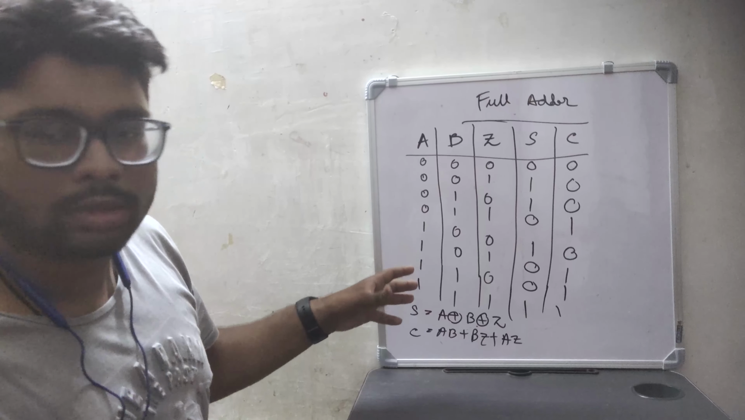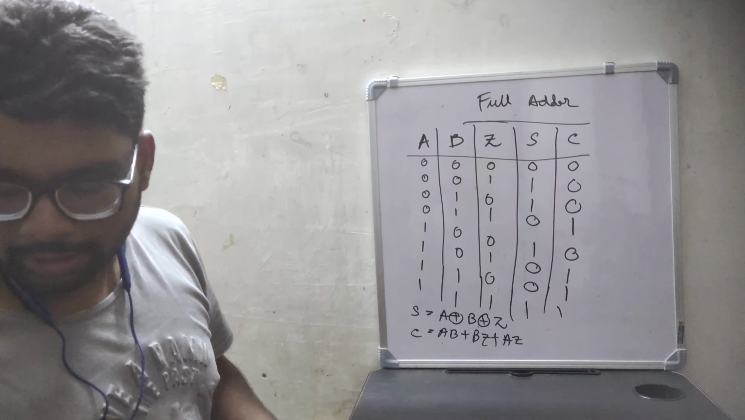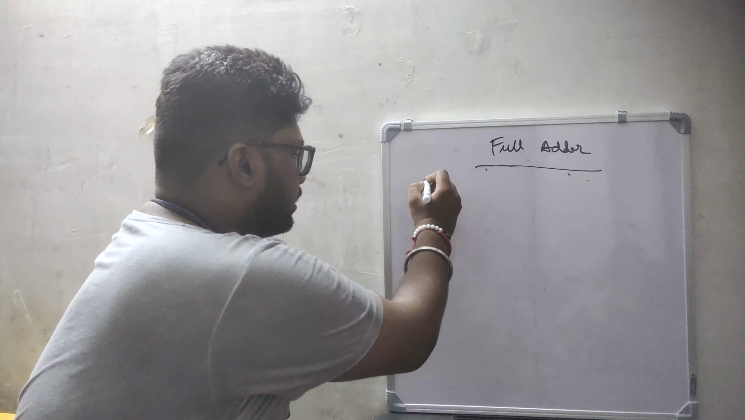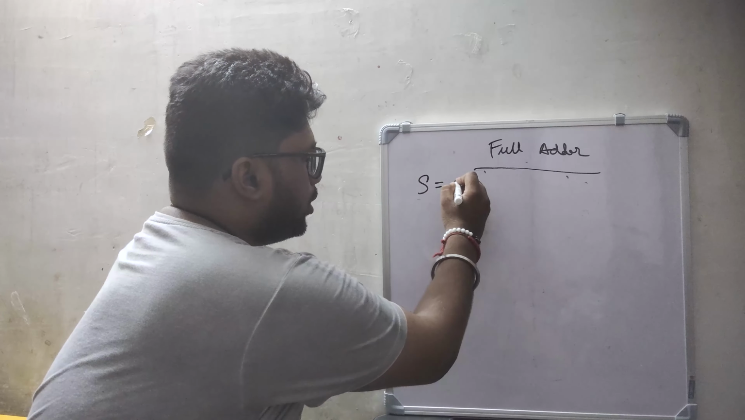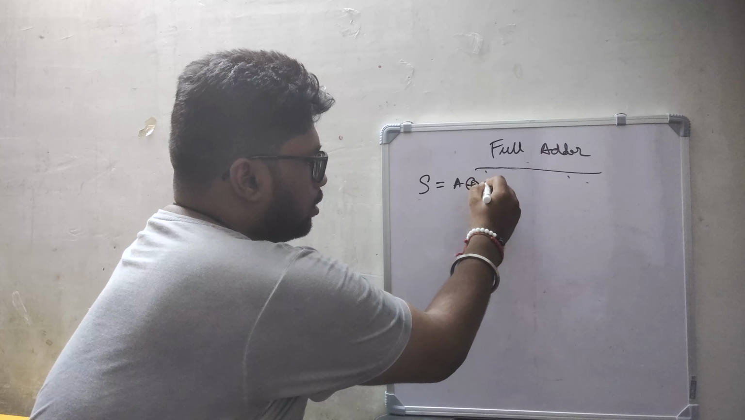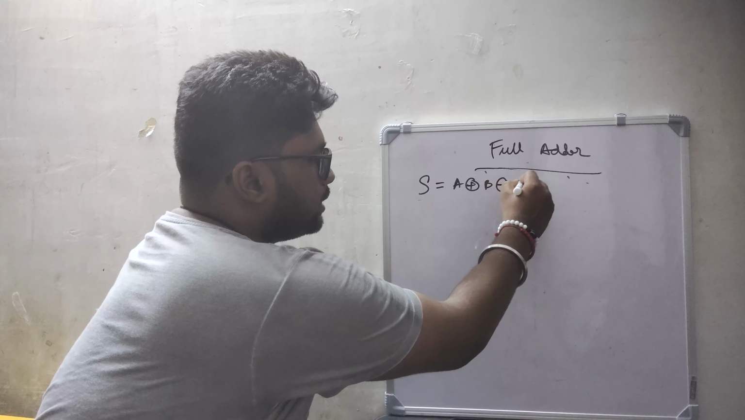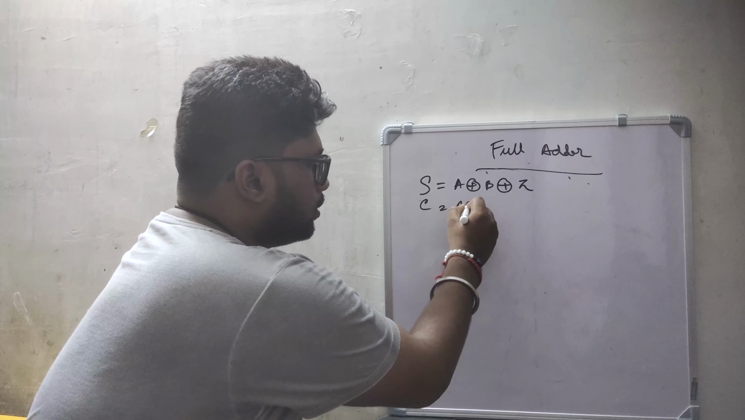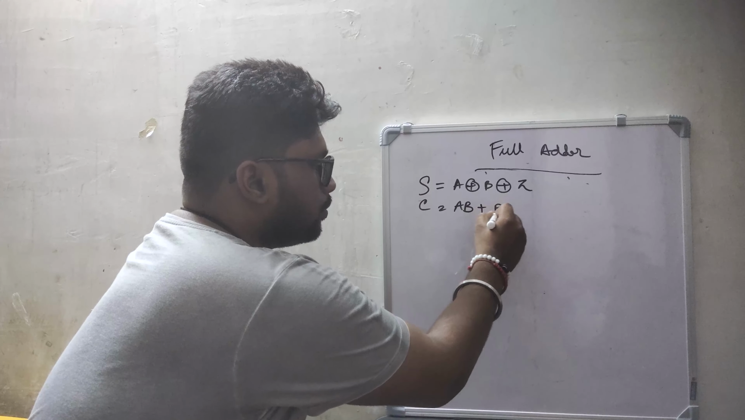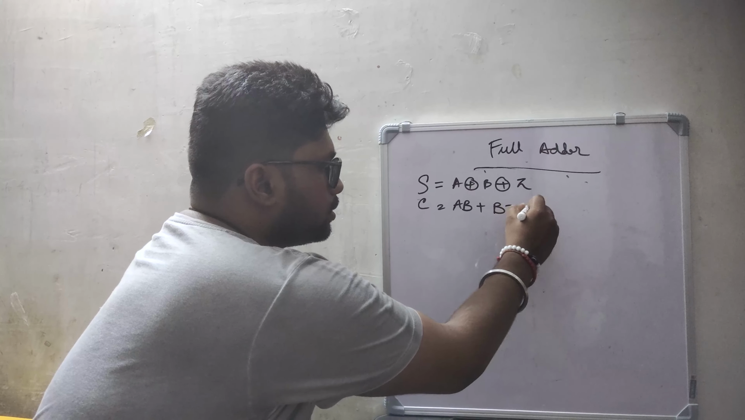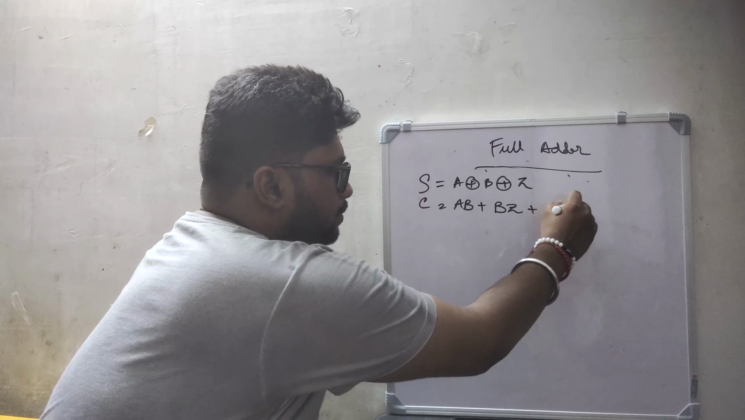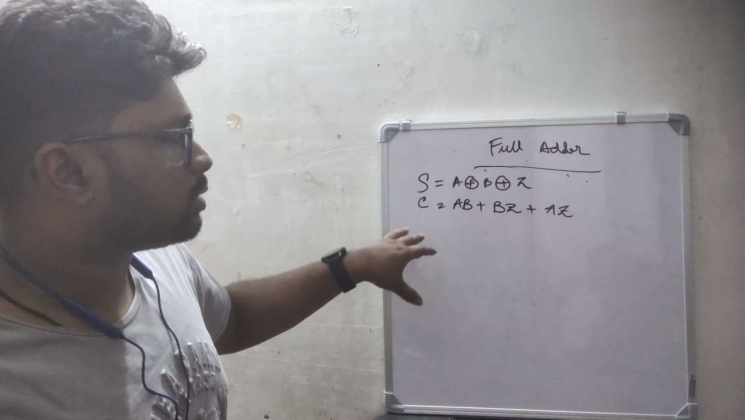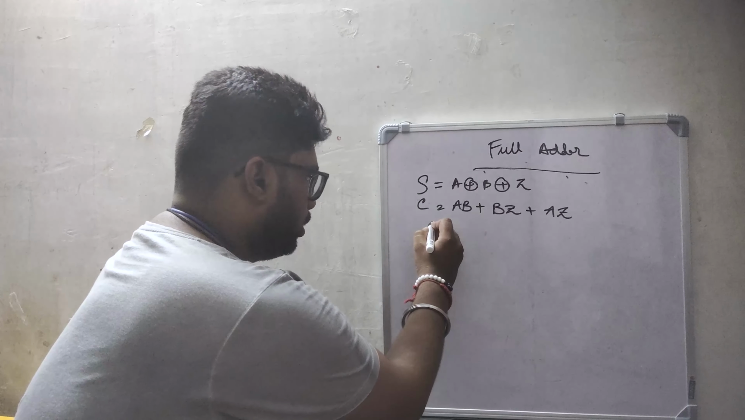Next, we are going to discuss the circuit diagram for the full adder. So first, let's write the expressions. The expression for sum was A XOR B XOR Z, and the expression for C was AB plus BZ plus AZ. So these are the two expressions. Based on these two expressions, we are going to draw the circuit diagram for full adder.